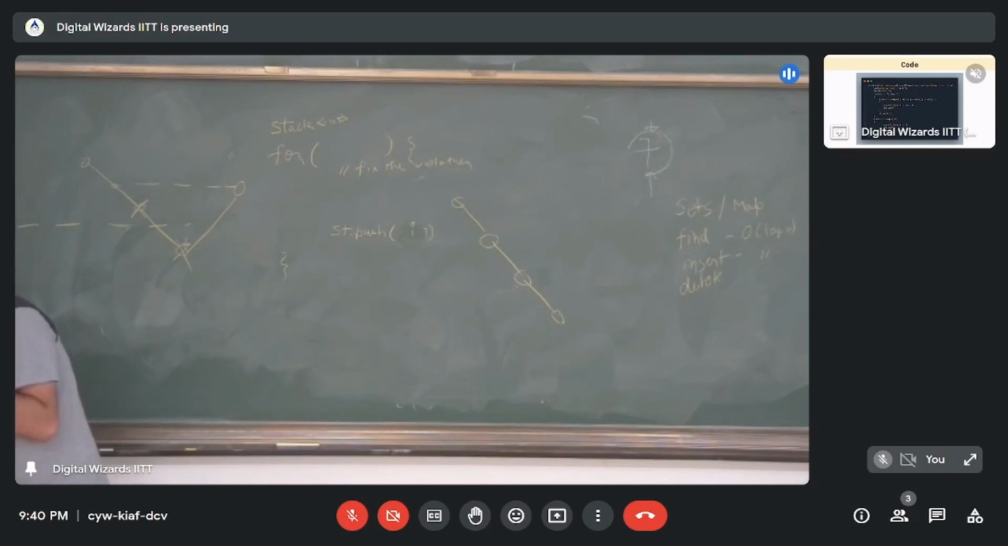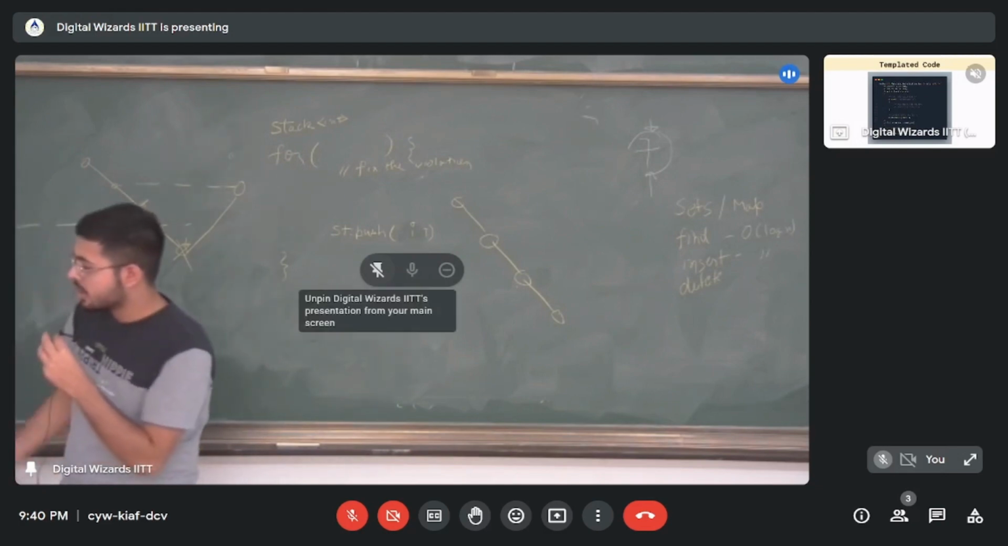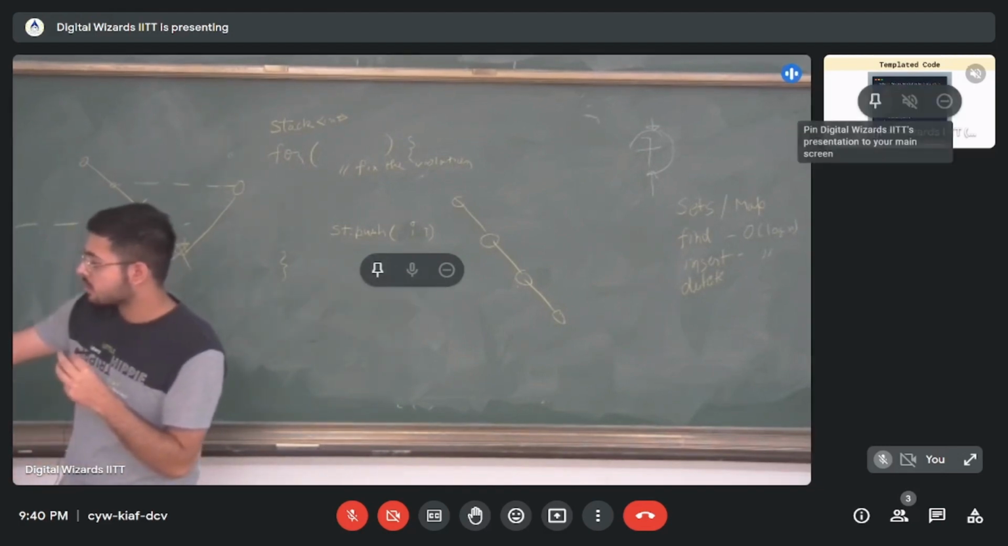So we'll move ahead. All of these questions that I'm discussing are standard. We'll also be discussing some of the current questions that are asked in OA. So this is the templated code, so you could just look at it. That's how the things work.